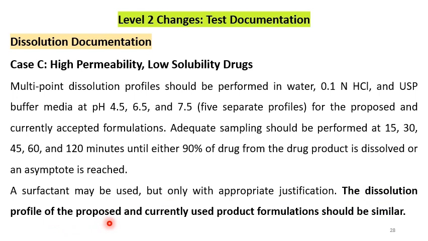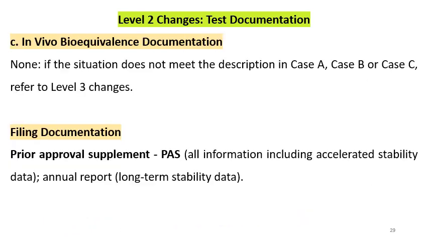The dissolution profile of the proposed and currently used formulation should be similar. Then even have a bioequivalence requirements. There is no requirement if the situation does not meet the description in case A, B or C, refer to the level 3 changes. If it is meeting, then no requirement of bioequivalence. If it is not meeting, then it will go to level 3 changes.